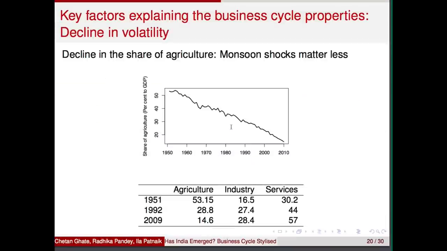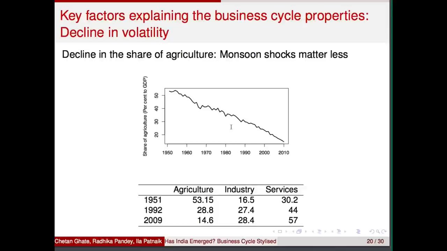So then, what explains the changes in the business cycle properties from pre to post-reform period? According to our analysis, there are three key factors that explain the changes in the business cycle properties. The first main factor is the decline in the share of agriculture.